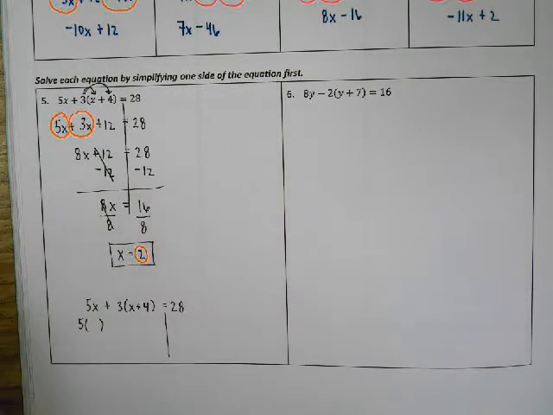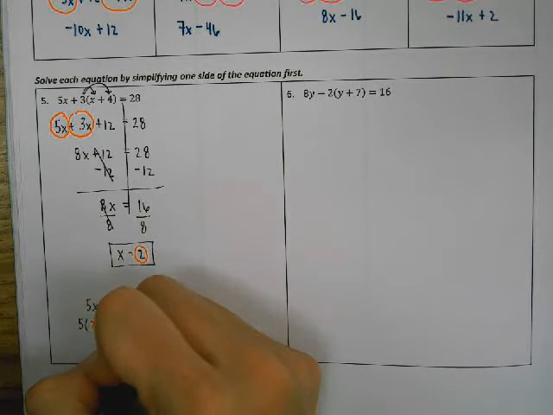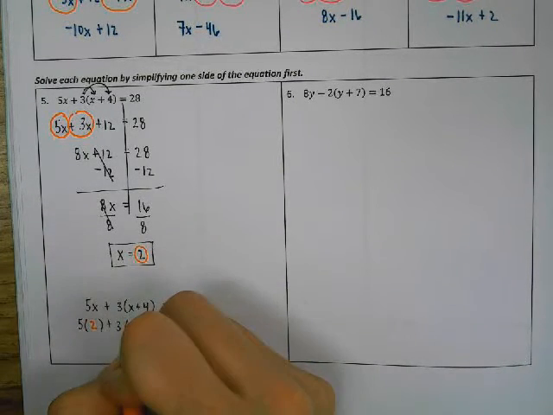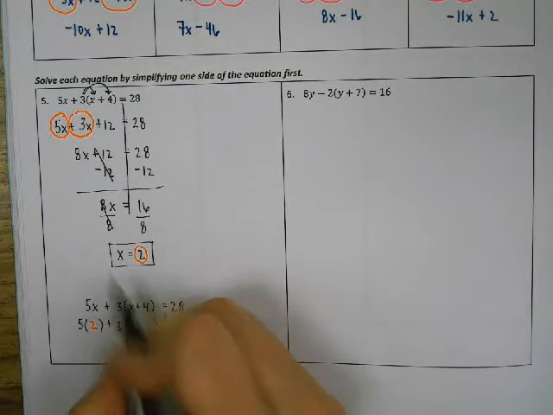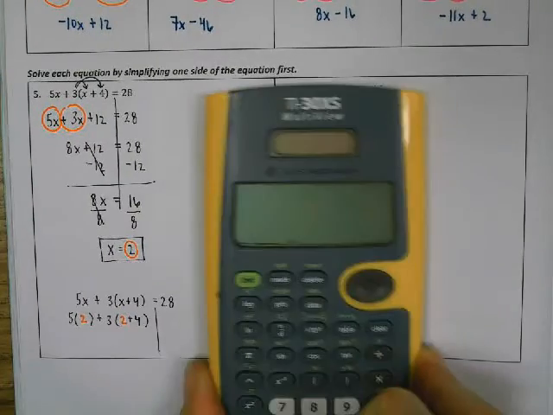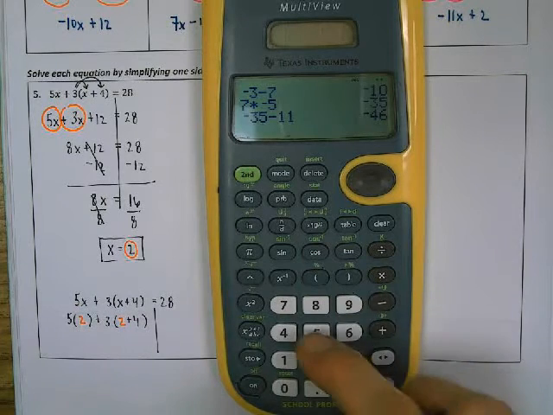So 5, instead of x, I'm plugging in the 2. And then I have plus 3. And again, instead of x, I plug in a 2. And then I bring down my plus 4. And I'm going to put all of this in my calculator to make sure that I've got this correct.